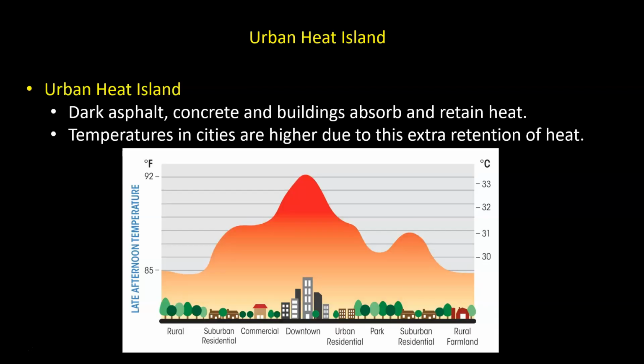So, to recap, while solar energy and latitude influence climate on a global scale, other factors such as nearby mountains and large bodies of water, ocean currents, and urban heat islands can influence climate on a local scale.